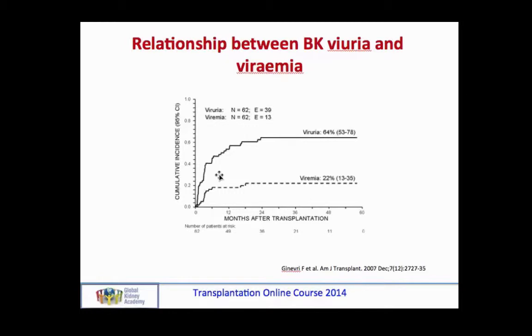What about the relationship between BK viuria and viremia? This was a paediatric study just looking at patients and looking at the association between viuria and viremia. And what you can see is that you'll have a high prevalence of viuria, as I already said. 64% of patients had viremia, but only about a third of those actually had established nephropathy. So there is a considerable drop-off between having viuria and then having viremia and then having established nephropathy.